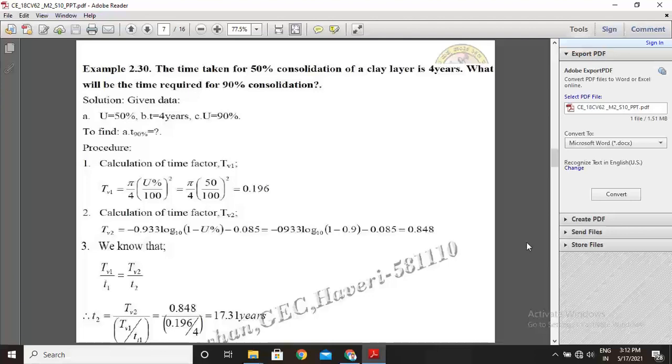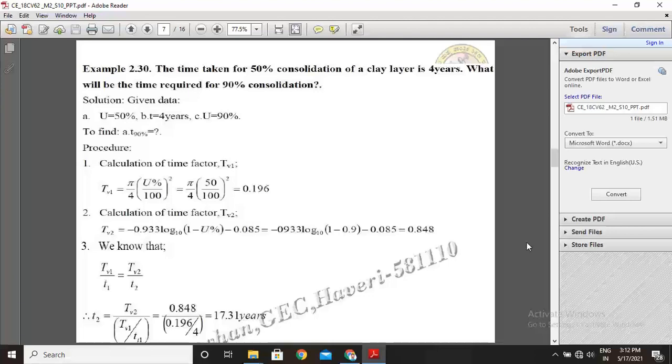U, the degree of consolidation, is given as 50%. T is 4 years. And what about U equal to 90? U is 90%. So to find the time for 90% consolidation, T90 equals how much? Okay. Procedure.